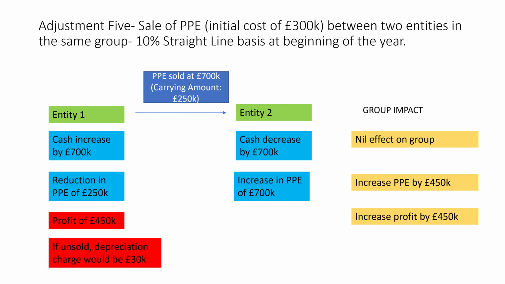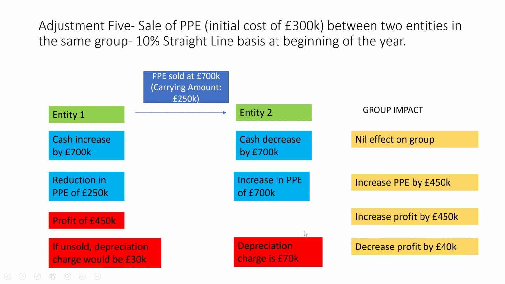And if we hadn't sold the PPE, we would have a depreciation charge of 30k, because 10% of 300k, which is the initial cost, would give us 30. But because we did sell it, we're incurring a higher depreciation charge because our cost is now 700k. We're depreciating that over 10%, so our depreciation charge is 70k. And if our depreciation charge is higher, our total expenses are higher by 40k. So our profit is lower by 40k, and our PPE is lower by 40k if we're incurring a higher depreciation charge.